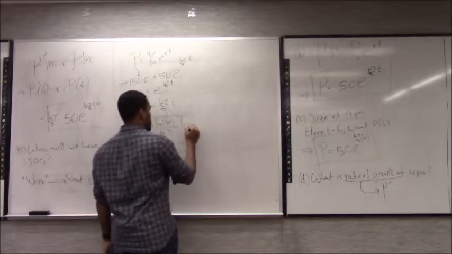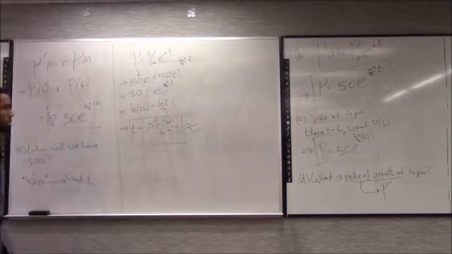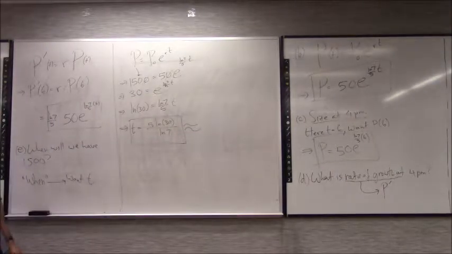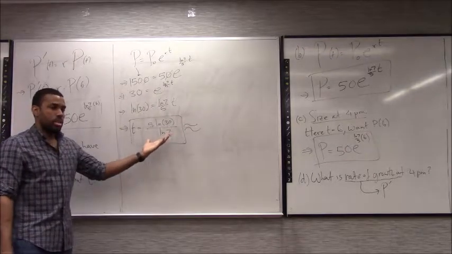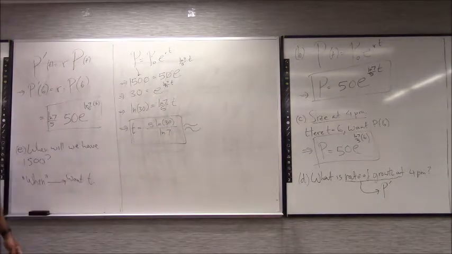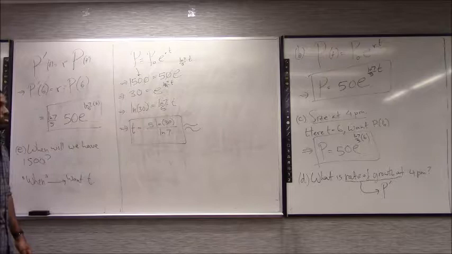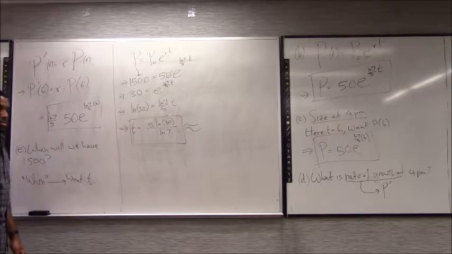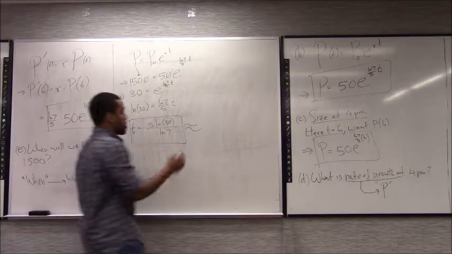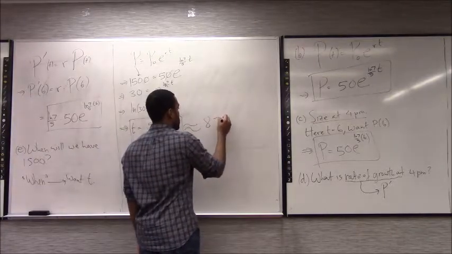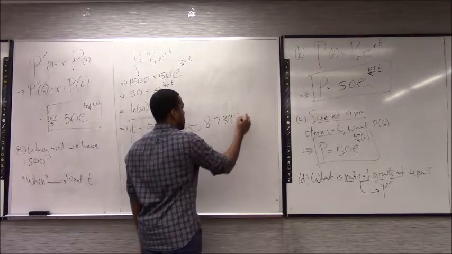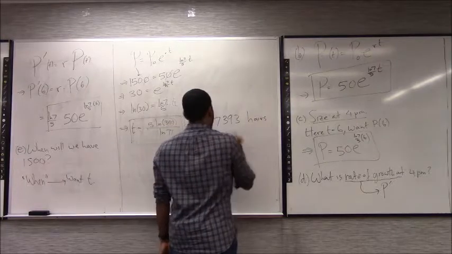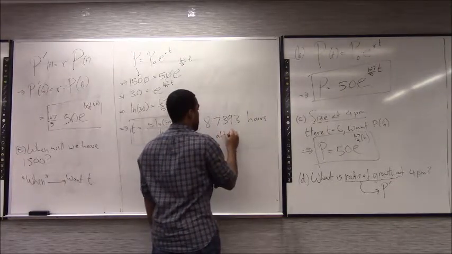What is that roughly? Calculate. I'm okay with you writing the answer and leaving it like this. 8.7393. 8.7393, and this is in hours.